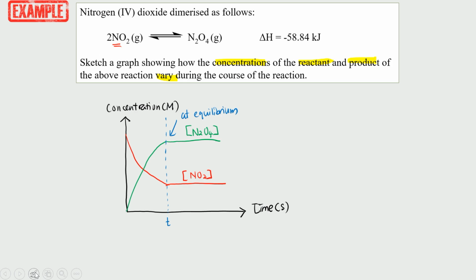How many marks can you get from this sketch? Axes, 1 mark. Then the curves: there are 2 curves here, 2 marks. And then you label the time and label at equilibrium, you get 1 more mark.